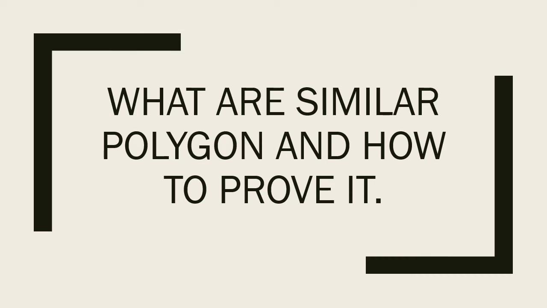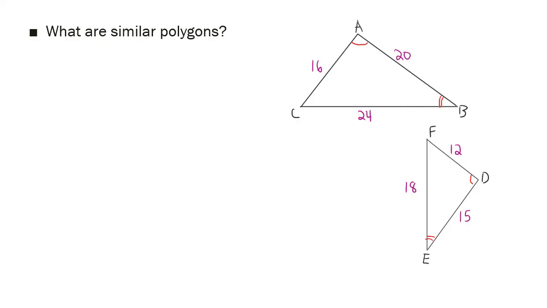Alright, so this is a video on what are similar polygons and how to prove it. So what are similar polygons? They're figures that have congruent corresponding angles and proportional sides.